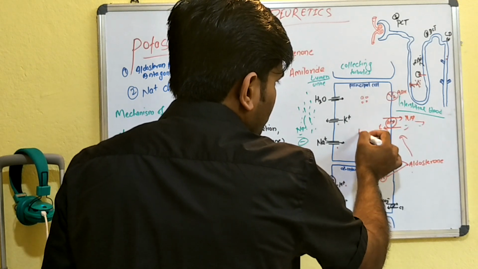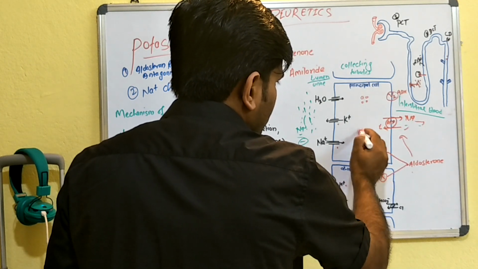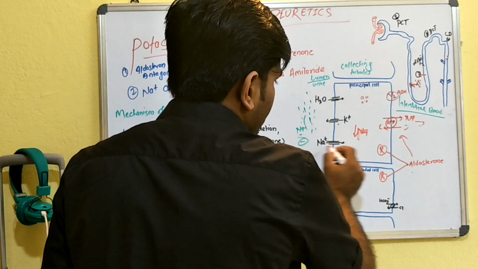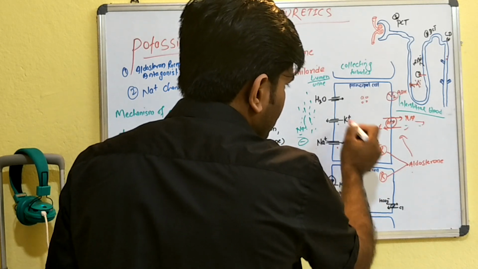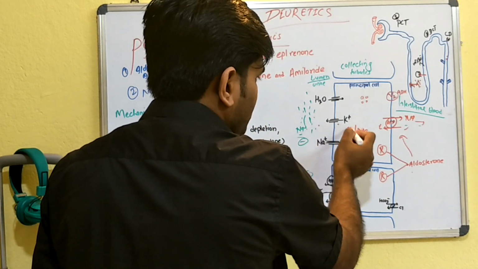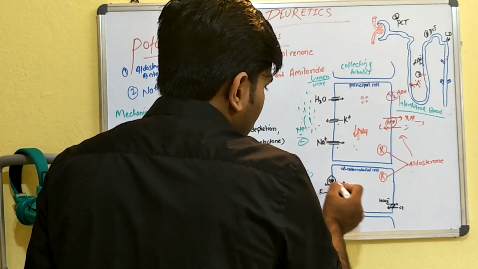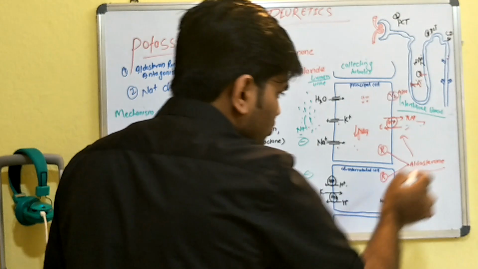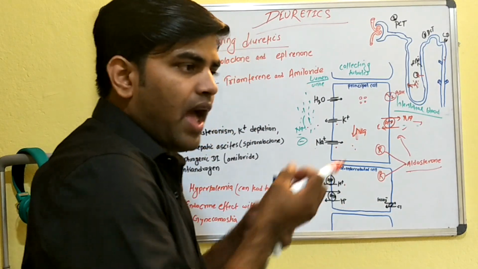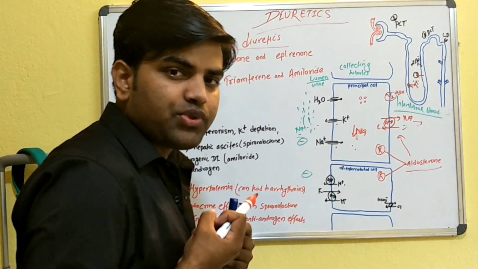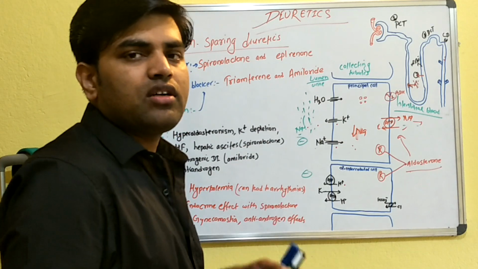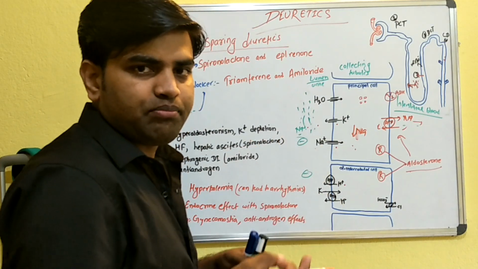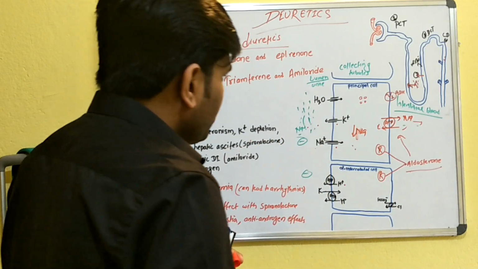Sodium goes out of the cell, so sodium is less inside, and then sodium will come in. As sodium comes in, it has to secrete potassium. Potassium will go out, and here hydrogen will come out. This is the normal physiology. The main aim of aldosterone is to reabsorb sodium, and in the process of reabsorbing sodium, it has to excrete potassium.